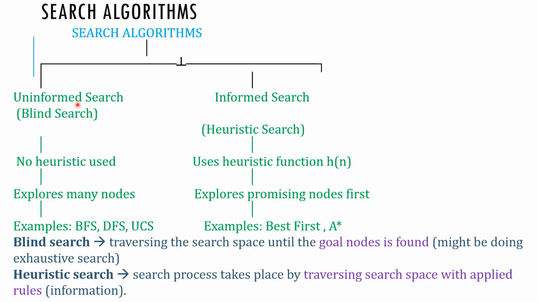So what is uninformed search, or blind search? Blind search means traversing the search space until the goal node is found, might be in an exhaustive way. Then what does heuristic search mean? The search process takes place by traversing the search space with applied rules. It contains some rules, and based upon the rules, the traversing happens.